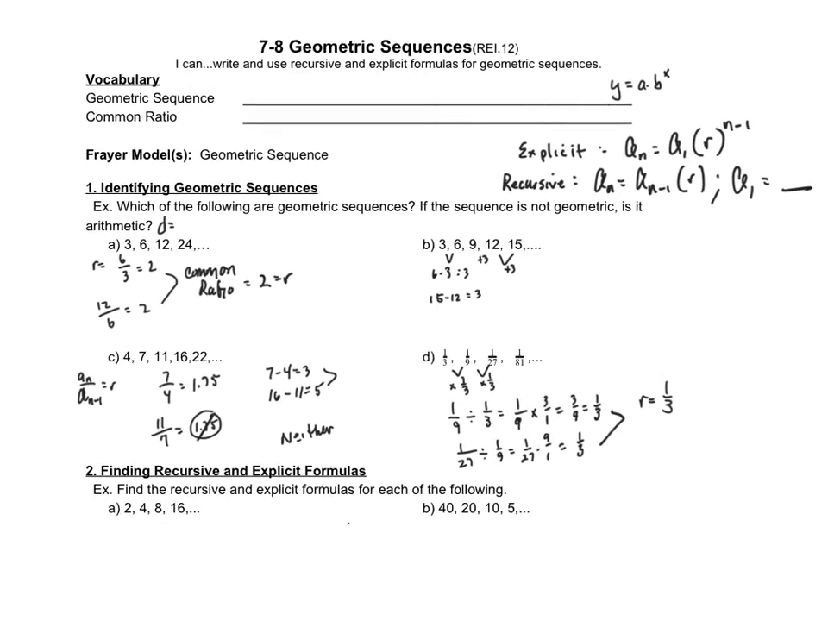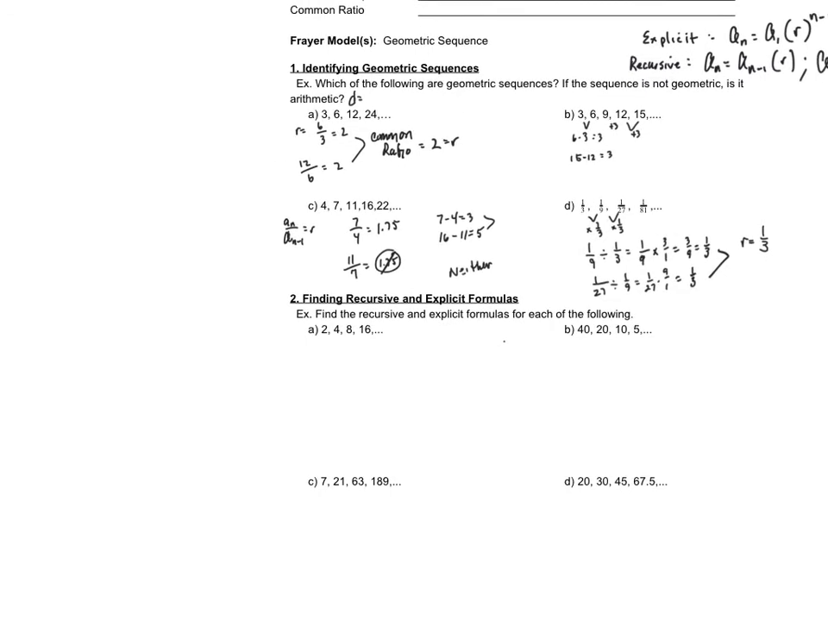So looking at those equations, we have an equals a1 times r to the n minus 1. That's my explicit formula. And then we have the recursive, and it's going to be an equals a(n minus 1) times r, and of course my a1 value is something. Now, the only thing that you have to change in these formulas is your a1 and your r value. Everything else will remain part of the equation.